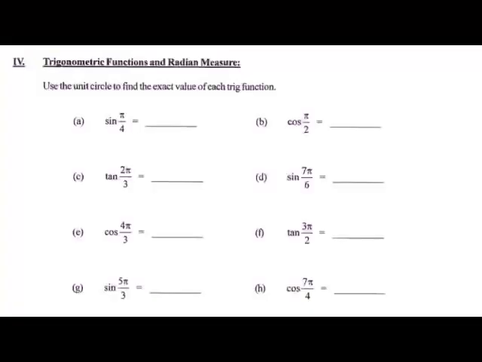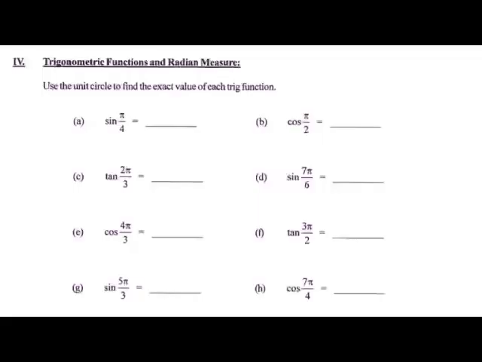The next part of our notes is trigonometric functions and radian measures. So you're going to use the unit circle to find the exact value of each trig function. So we're going to have to flip back and forth to the unit circle. You're going to do just like you did with degrees, only now we're looking for radian measures. So the first one, we are looking for the sine of pi over 4. So I want you to flip back to your unit circle. And I want you to find pi over 4 on your unit circle. You'll notice it's at the 45 degree mark.